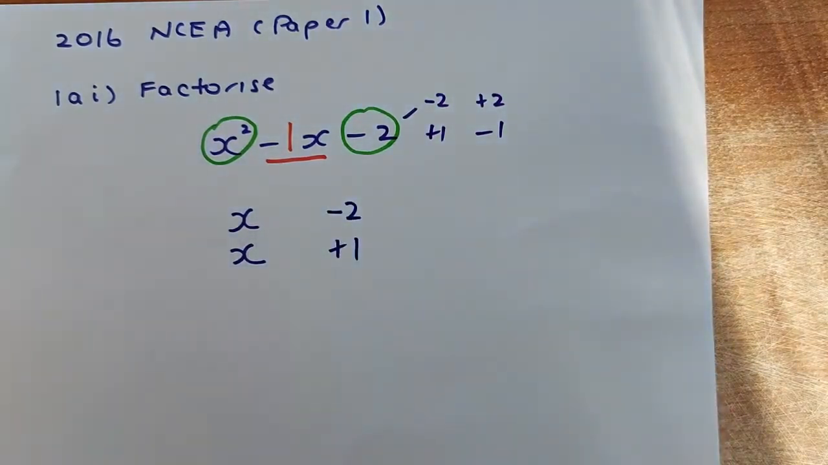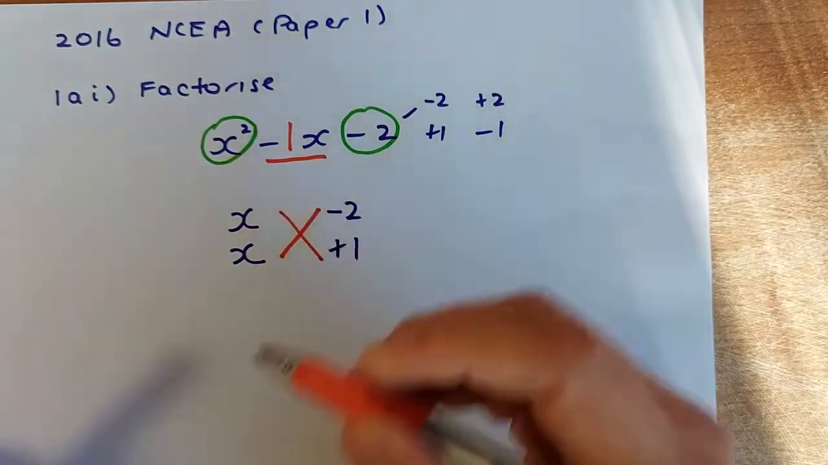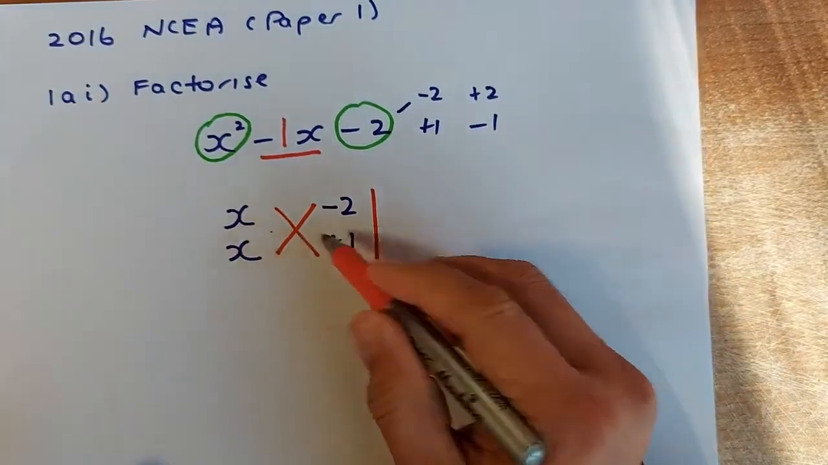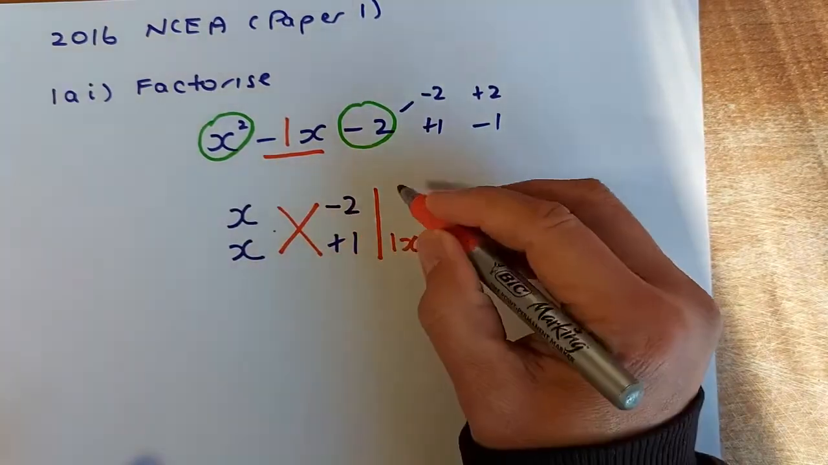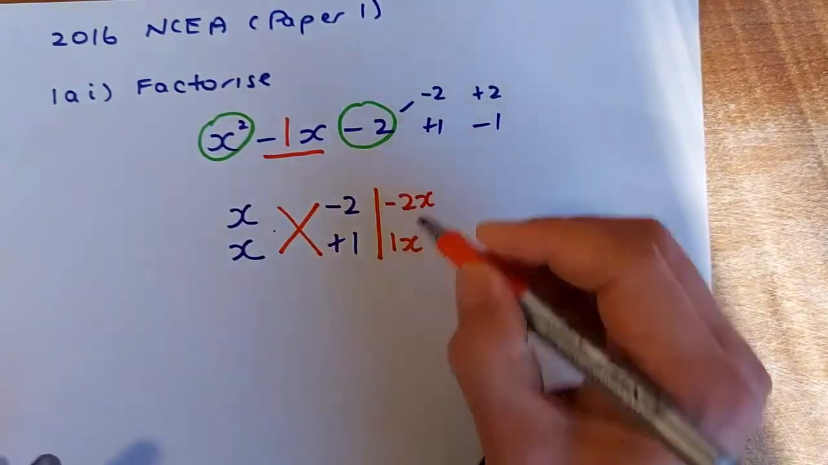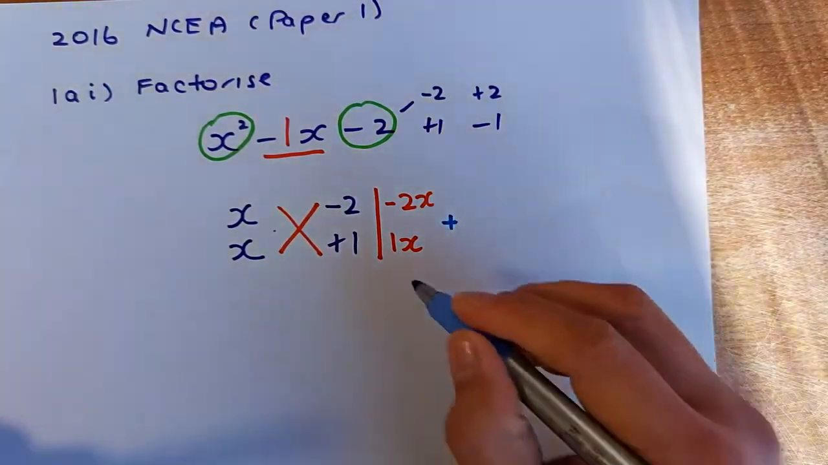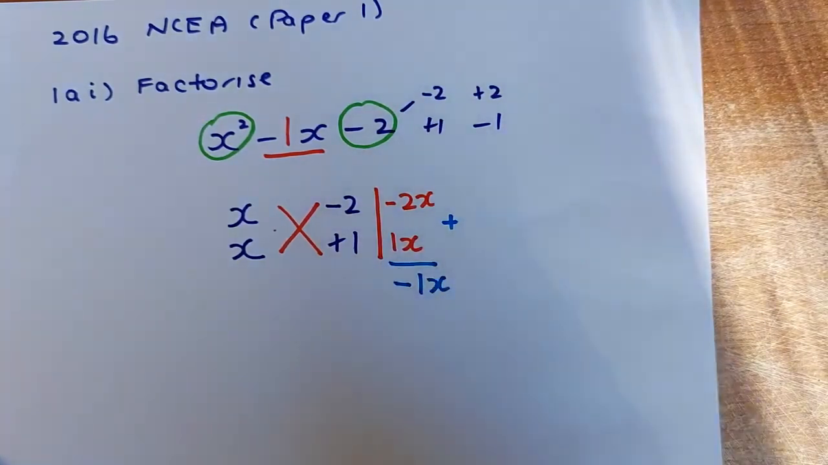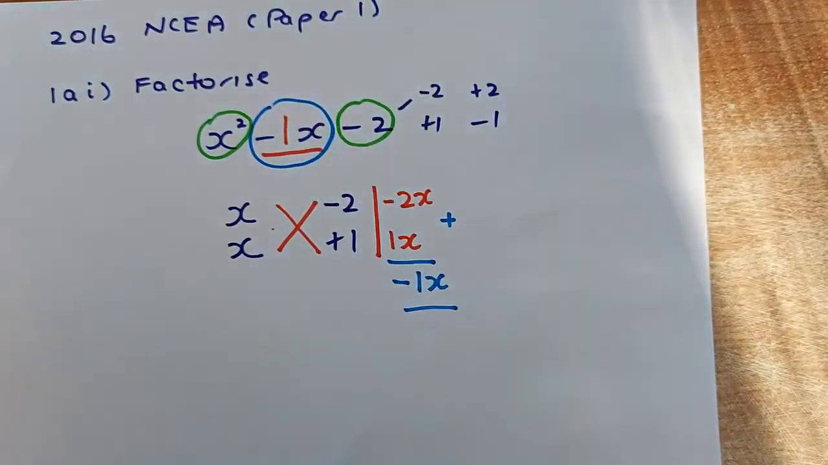Now the next step, if you remember, we are going to cross multiply. When we cross multiply we're going to get the answer. So x multiplied by 1 is going to be 1x. x multiplied by -2 is going to be -2x. And the last step you're going to do is add the 2 numbers on the right. Add them up. -2x plus 1x gives you -1x. So if this number is the same as that number, then we got the answer.